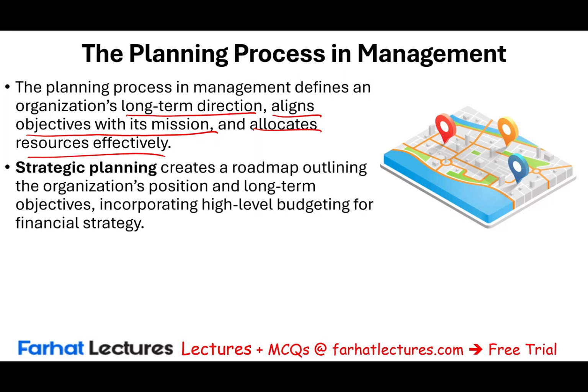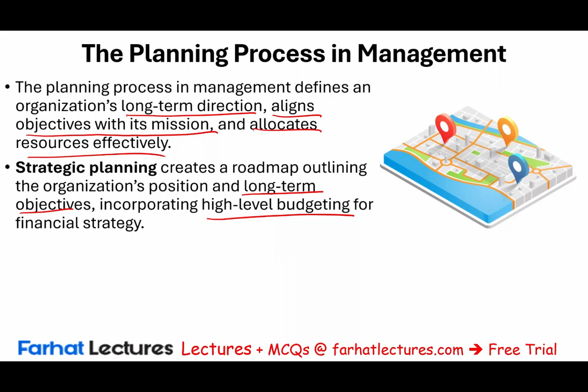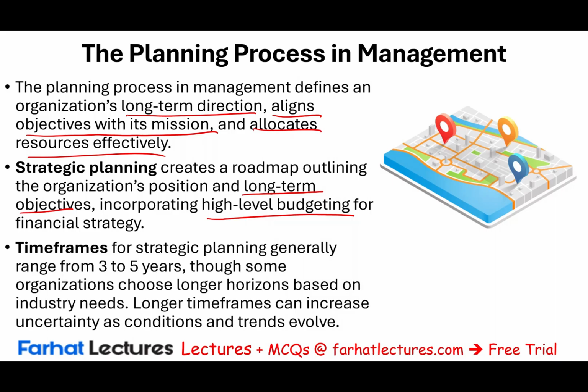So strategic planning creates a roadmap, basically a plan outlining the organization's position and long-term objectives, incorporating high-level budgeting for financial strategy. So strategic planning is long-term, the big picture. The time frame for strategic planning generally ranges from 3 to 5 years. Some organizations may have longer strategic plans, but those plans change on a regular basis. That's why they don't plan more than 3 to 5 years.